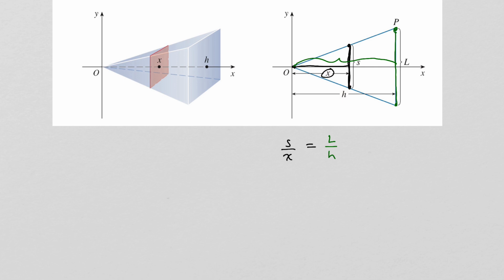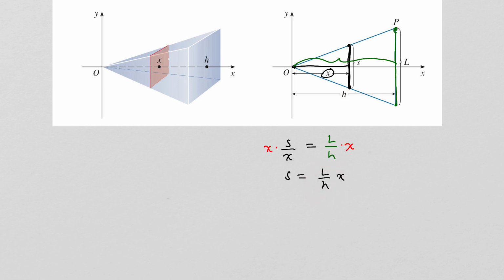With this now, we can solve for s. s is going to be L over h multiplied by x. All I'm doing here is multiplying both sides by x. Now keep in mind that L and h are both constants, so we now have the side of this square expressed as a function of x.